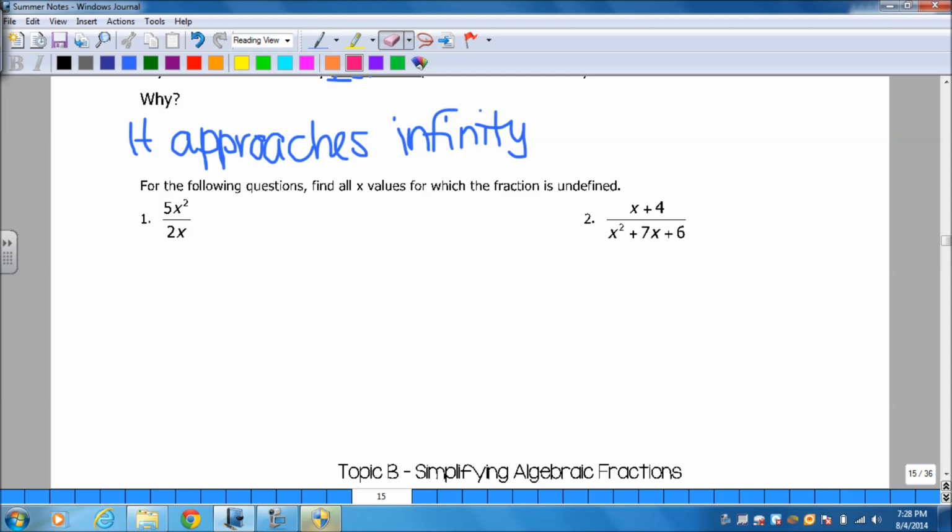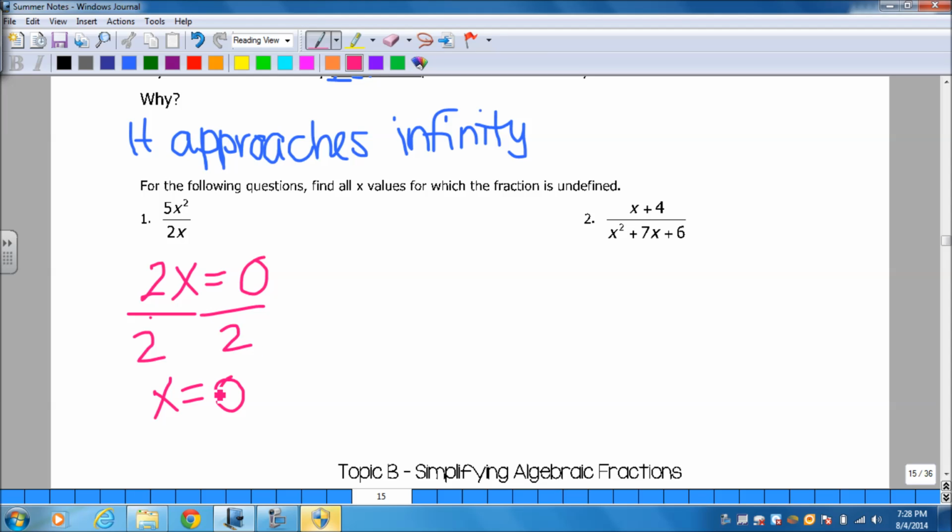So in this first example, the denominator is 2x. So you're just going to write down 2x equals 0. Please do not write it up here, because that is not really valid. It's not helpful. Just rewrite the equation out and say 2x equals 0, solve for x. This is nice and easy. You end up getting x equals 0. So it's undefined when x equals 0.